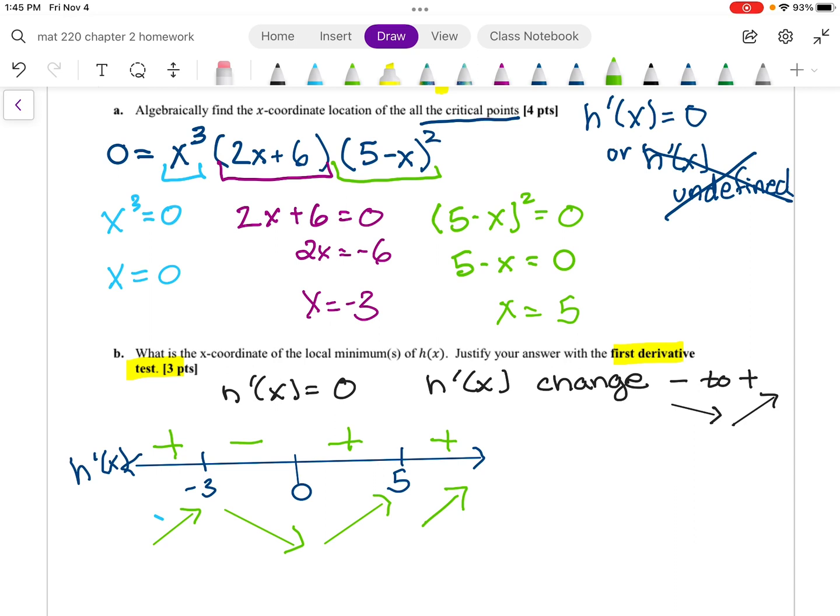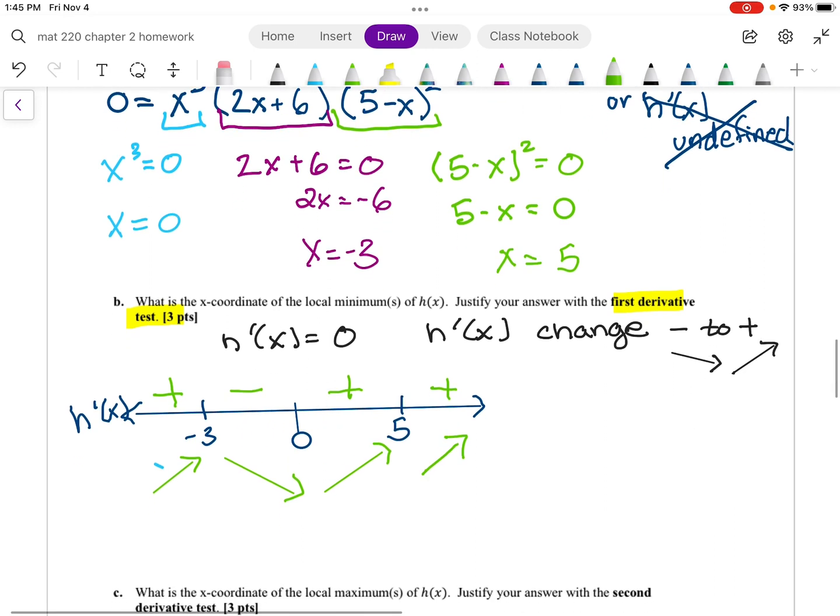I like to draw that in because then even with my little arrows, I can sort of see, oh, at -3, that's not going to be a minimum. That's probably going to be a maximum. That is going to be a maximum. And then here at 0, I'm going from decreasing to increasing. And so I hit a low point. And at 5, I have neither.